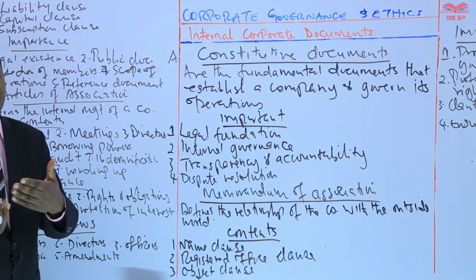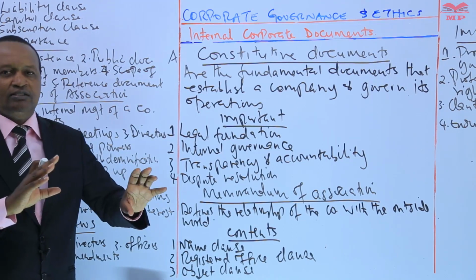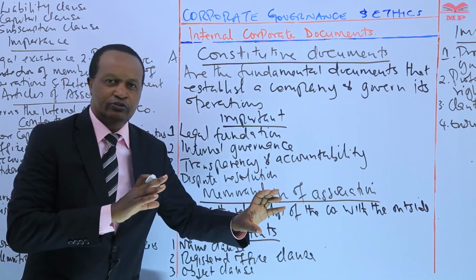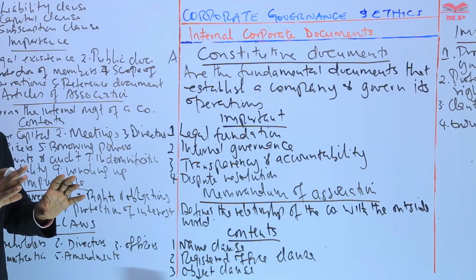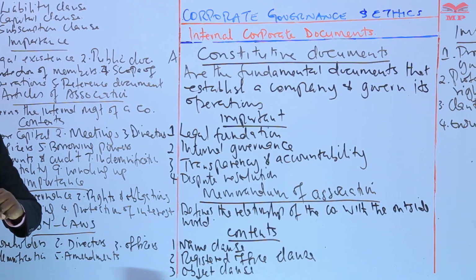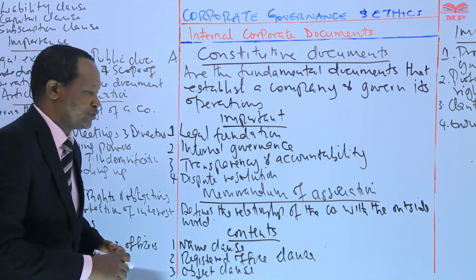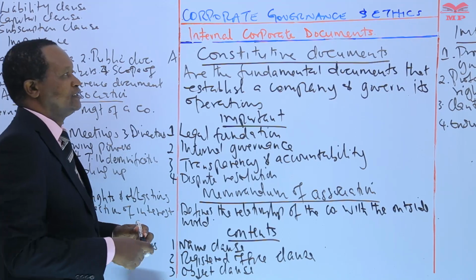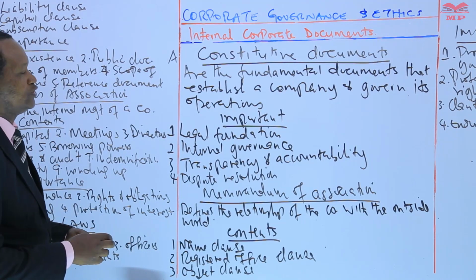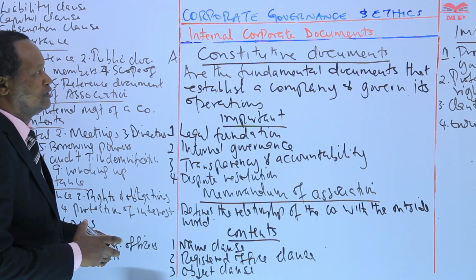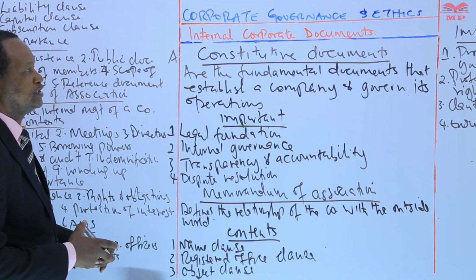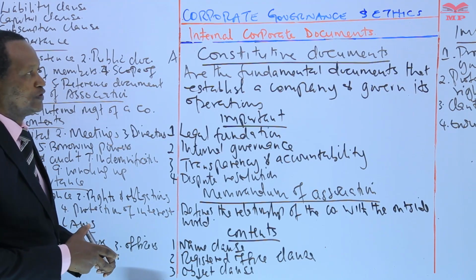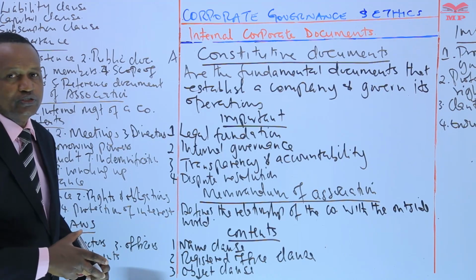But bylaws provide more detailed rules and procedures for governing the company. And they are not filed with the registrar of companies. So that effectively brings the lesson to an end, where we introduced the topic internal corporate documents. We began by considering the constitutive documents, which are the memorandum of association, the articles of association, and the bylaws.